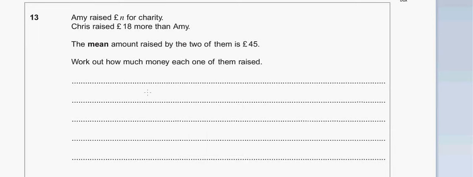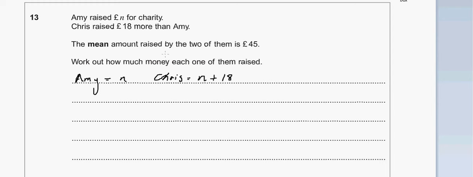Okay, so question 13. Amy raised £N for charity. Chris raised £18 more than Amy. So we can say Amy equals N. Chris raised £18 more than Amy, so Chris raised Amy's amount plus the 18.